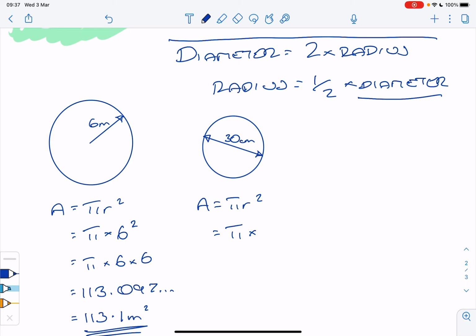It's not the radius, so we can't use 30. And it's not the fact that if we square something, we times it by 2. I've just told you that it doesn't work. So we've got to work out what the radius is first.